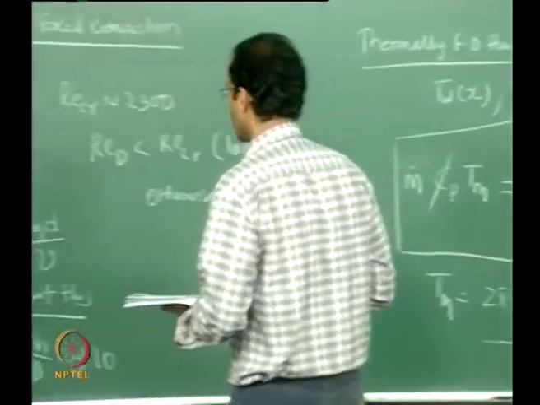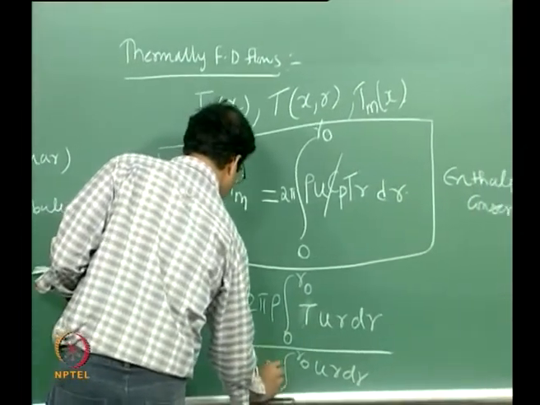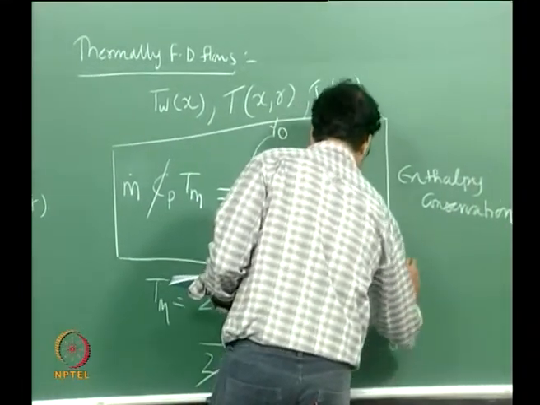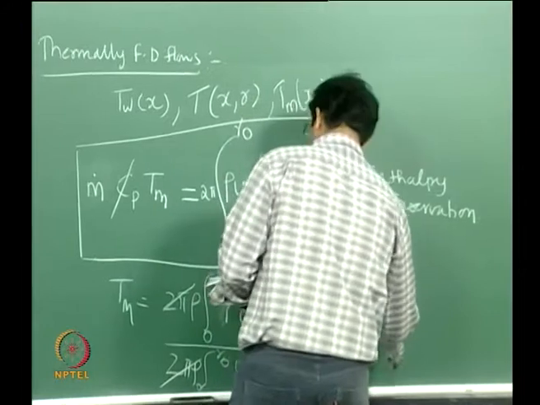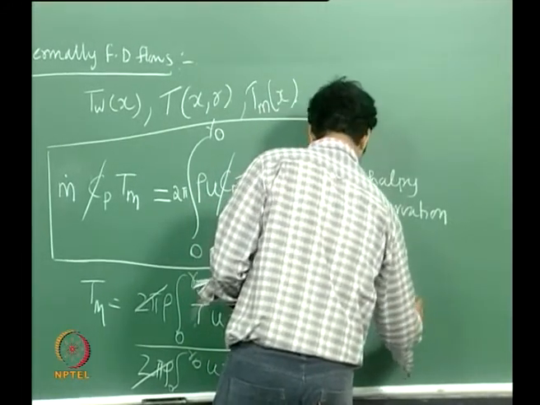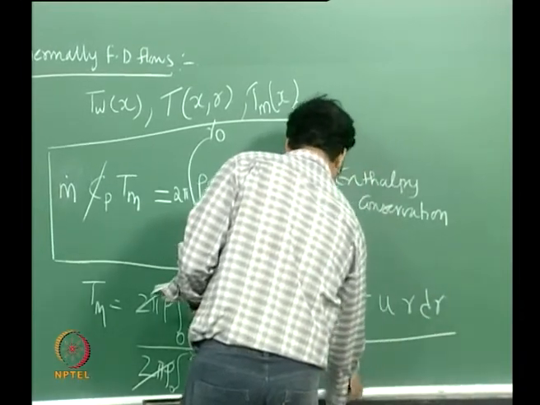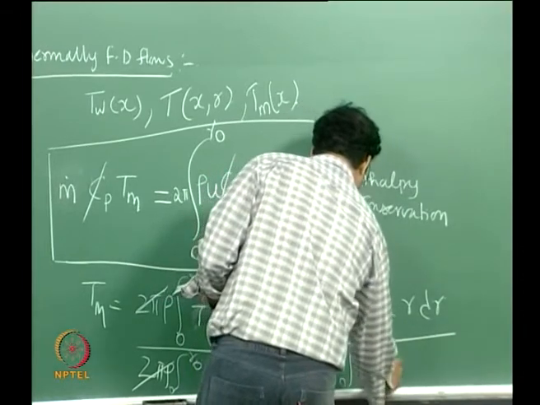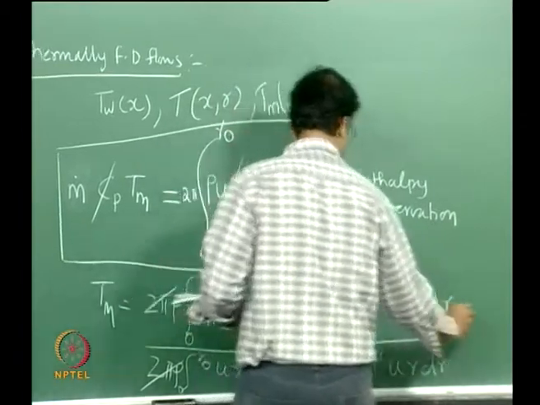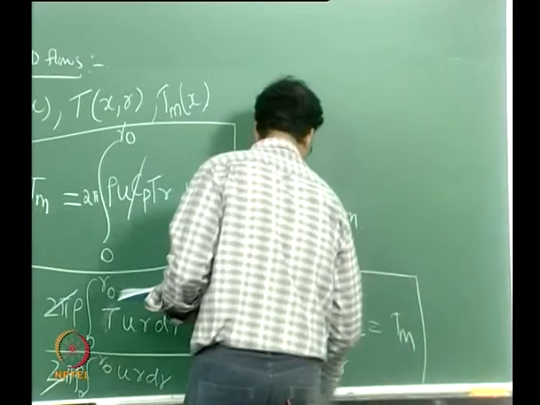So I will have a 2 pi rho again, so these will get cancelled off, so therefore this will be 0 to r naught. You have T into u into r dr divided by integral 0 to r naught u into r dr. So this is my definition of my mean temperature at any axial location.